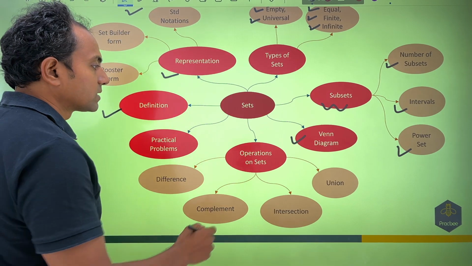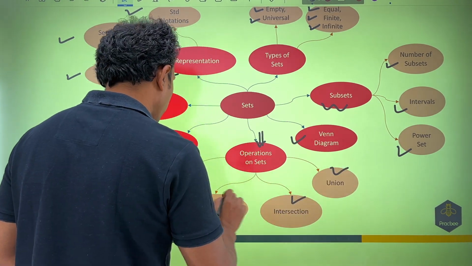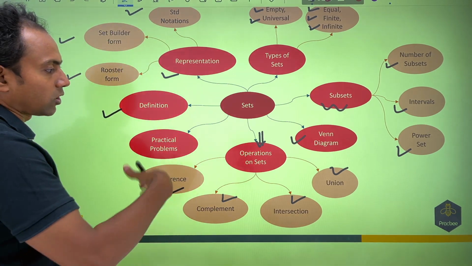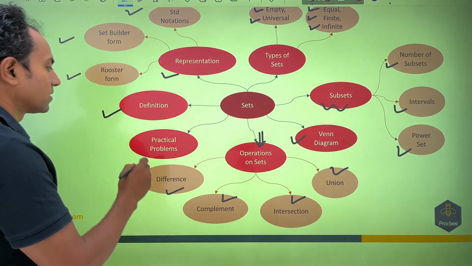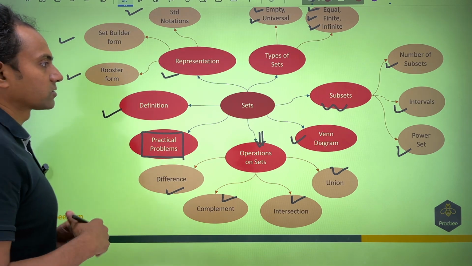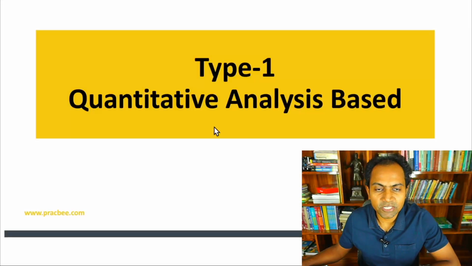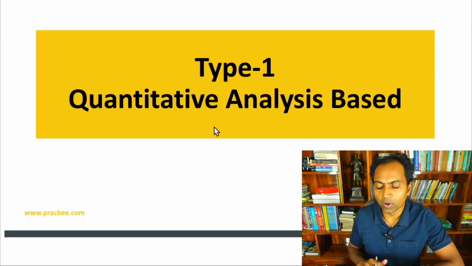Then we move towards the interpretation of operations in terms of union, intersection, complement and difference of sets and solve problems based on this. And ultimately we end the chapter with a discussion on practical problems or quantitative analysis of certain areas using set theory. Let us start our discussion with type 1 problems that are based on quantitative analysis.